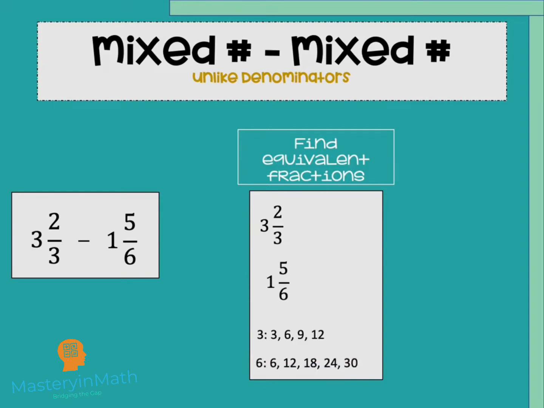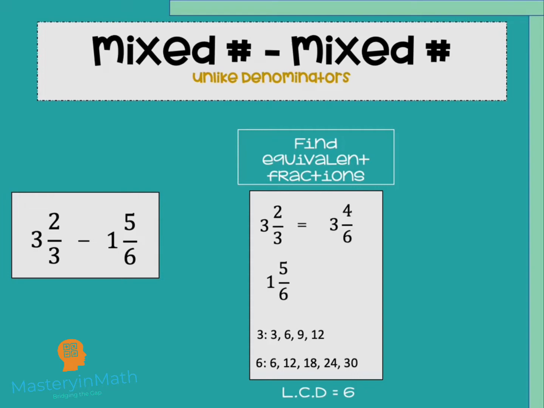We find the multiples of our denominators and look at the least number that they share, which is why you'll always hear me say LCD. That is your least common denominator. Our LCD for 3 and 6 is 6. So now we can find the equivalent fractions. 2/3 is how many sixths?